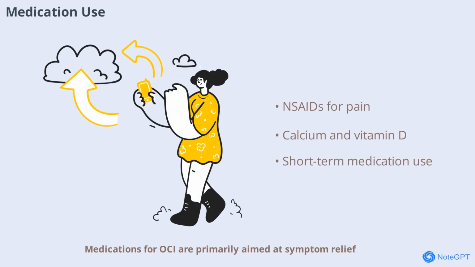Medications for OCI are primarily aimed at symptom relief. NSAIDs are commonly prescribed to manage pain and inflammation, even though OCI is not an inflammatory condition. In this case, the patient was also given calcium and vitamin D supplements to support bone health. Long-term medication is usually not necessary, and most patients can taper off as symptoms improve.